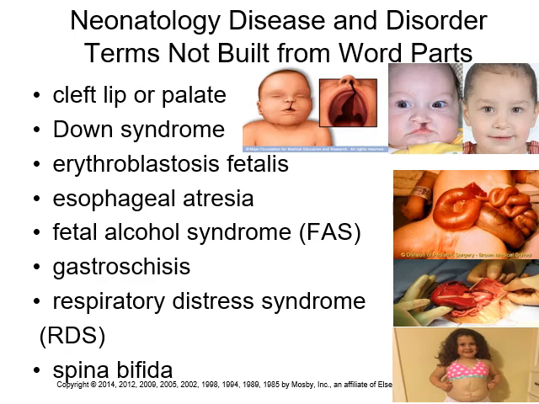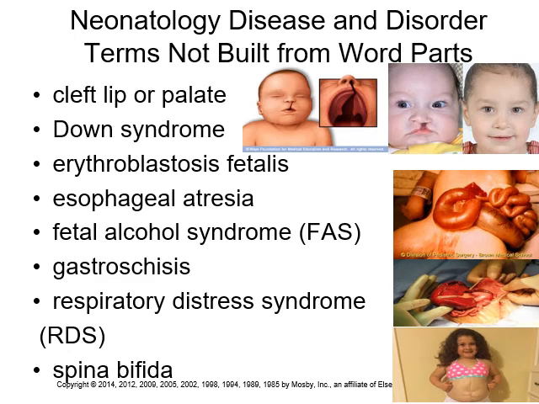Respiratory distress syndrome, or RDS, is a newborn respiratory complication, especially in premature infants. It's caused by normal immaturity of the respiratory system. Because they're newborn, their respiratory system hasn't completely formed, and so they tend to develop RDS more frequently.